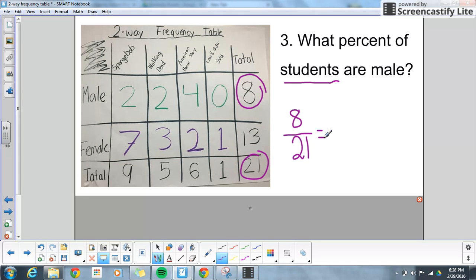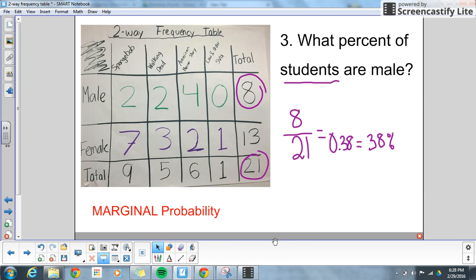Now I'm pretty sure that doesn't reduce, but we can turn that into a decimal. So 8 divided by 21 gives us 0.38. And if I want to turn that into a percent to answer the question the way it asked, it's going to be 38%. So we used our total of 21 in the denominator, but notice we got this male number of 8 from the margins. So we call this a marginal probability.